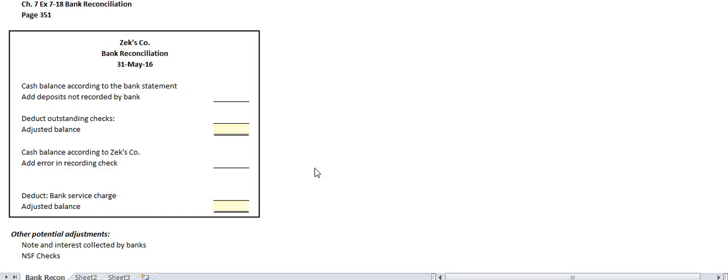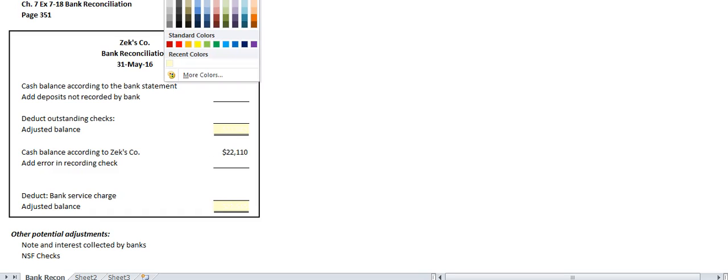Okay, so let's do exercise 7-18 on page 351 of chapter 7 in your book, and see how a bank reconciliation is done. The exercise says the following data were accumulated for the use in recording the bank account of Zex company for May 16. Cash balance according to the company records at May 31, 2016 was $22,110.